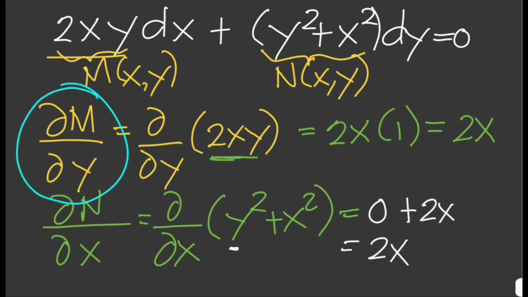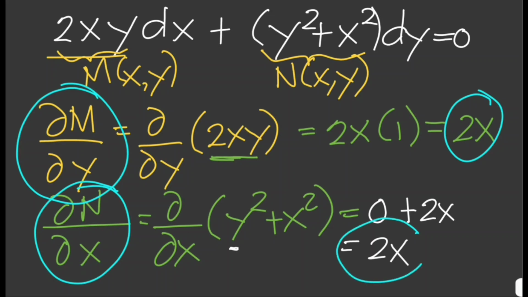Notice here that the partial derivative of M with respect to y is equal to 2x, and the partial derivative of N with respect to x is also equal to 2x. Therefore, these two are equal, which means that the differential equation is exact. Since it is exact, now we can solve for the solution.